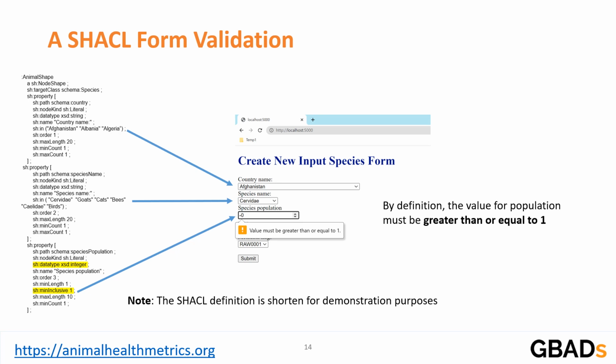In this slide, we show that we can use the constraint to validate user input. In this case, if the user input for the species population is negative, then it gives you an error.